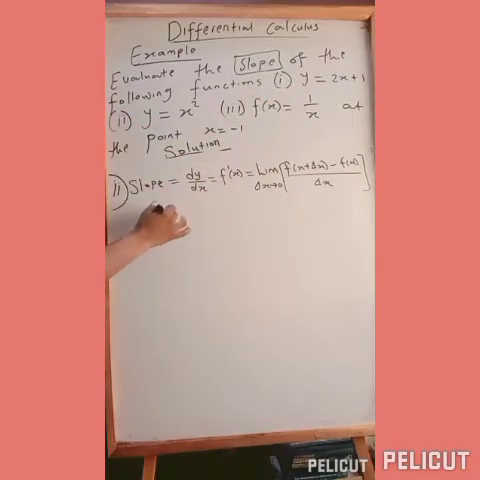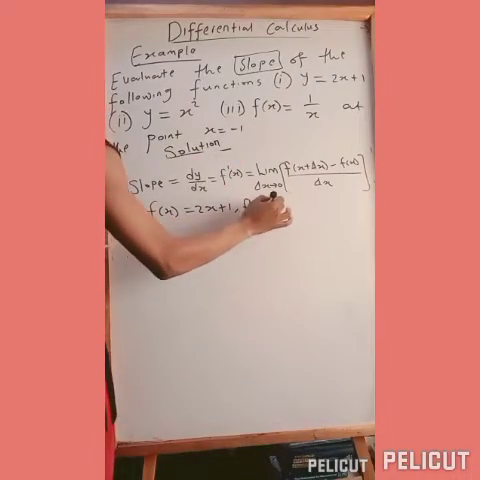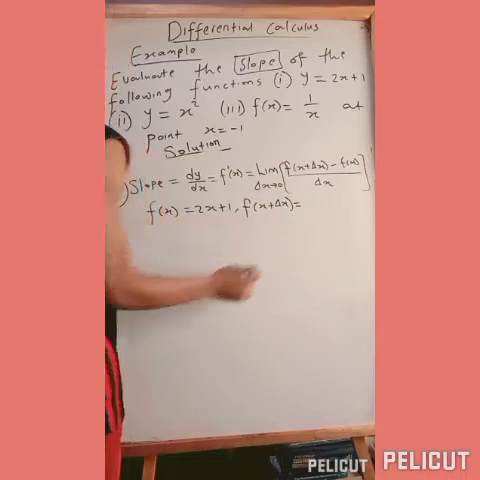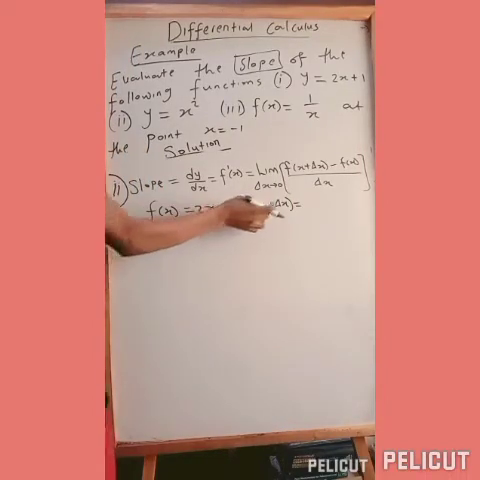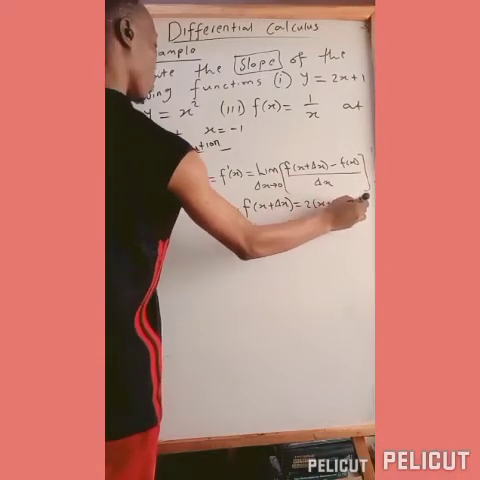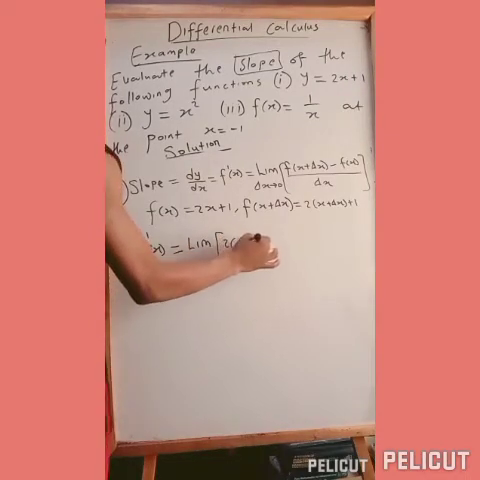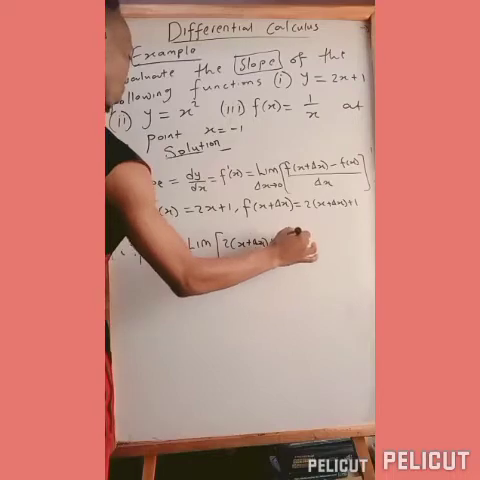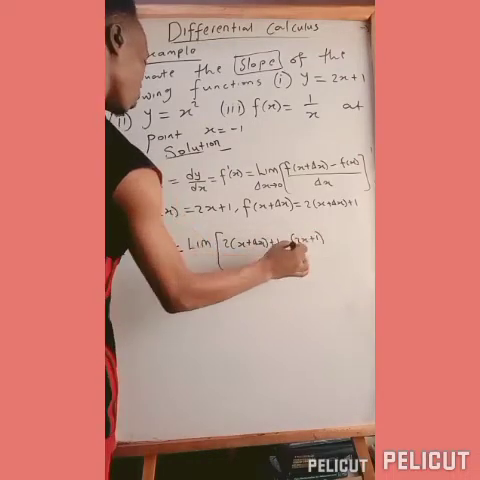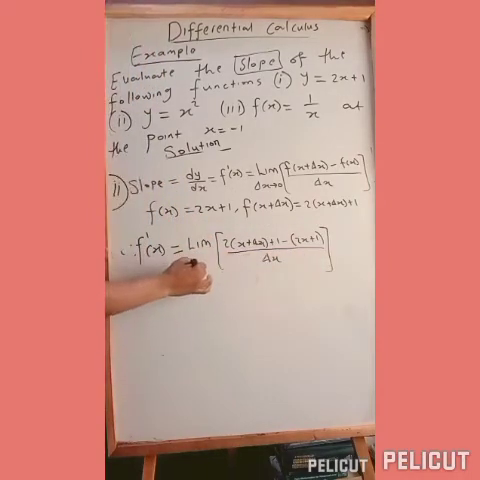So our f of x is actually 2x plus 1. Our f of x plus delta x is going to be, anywhere I see x in this function, I place x plus delta x, so that's going to be 2 times x plus delta x, plus 1. So plugging these two into this formula, f prime of x is the limit of 2 open bracket x plus delta x close bracket plus 1, minus 2x plus 1, divided by delta x, as delta x tends to 0.